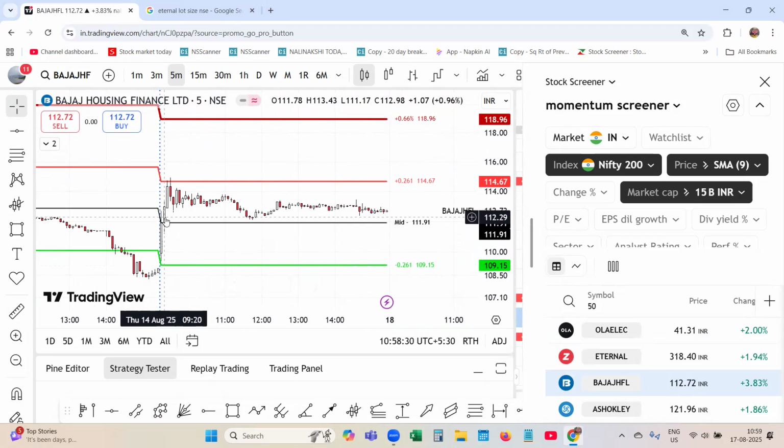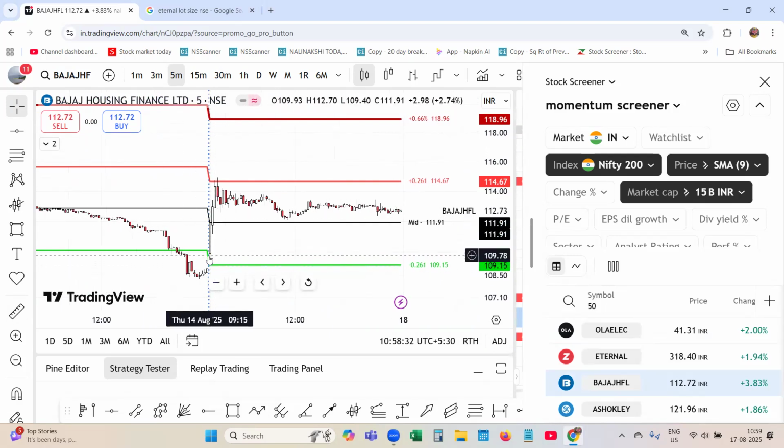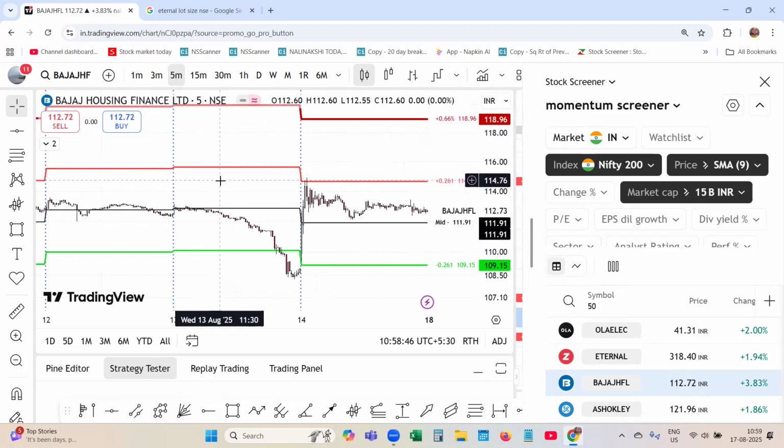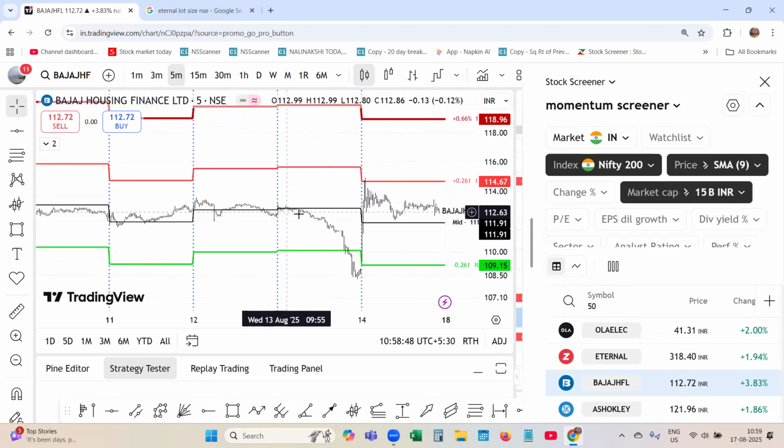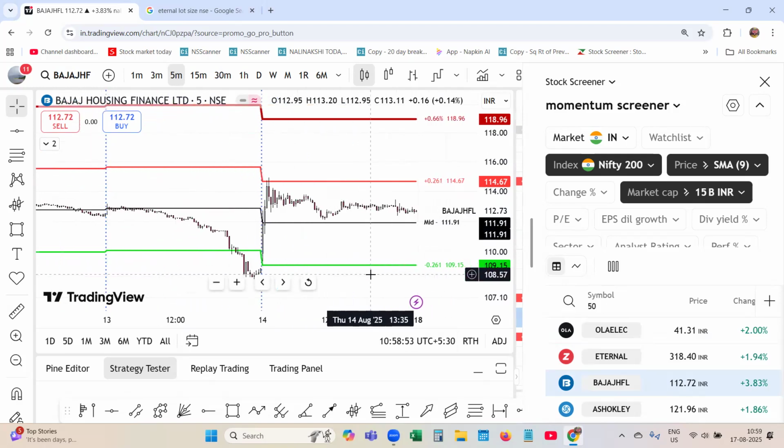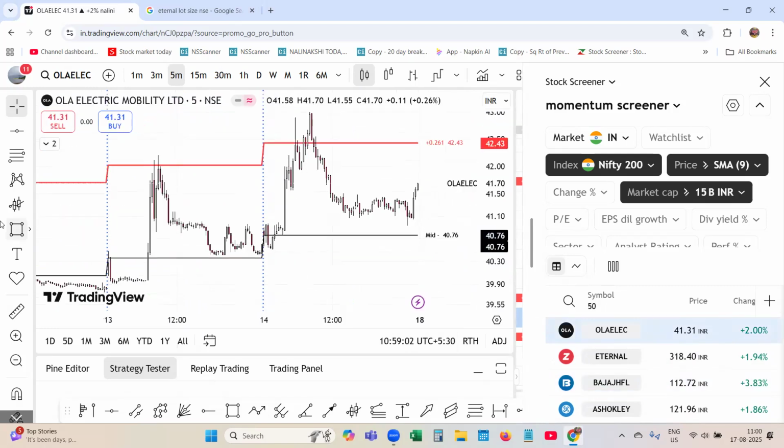But better to avoid this stock. If you enter very quickly, it is okay. But within 5 minutes, this much move has taken place, don't go for it. This is an imbalance, covering all the price action on the 12th and 13th. Better not to go for this. So, if you get one stock for the trade, that will be enough.